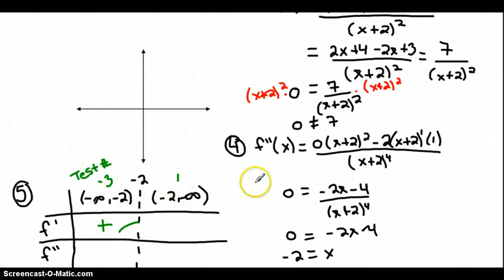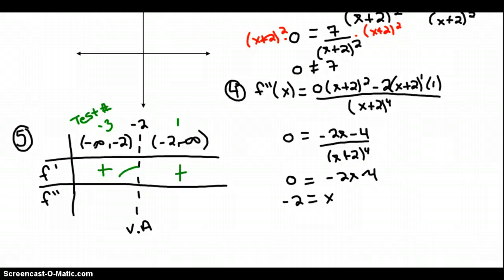Take my test value of 1, substitute into the first derivative. Again, I will get a positive value. So I'm actually increasing as well here. Let's see what's happening with my second derivative. I take negative 3, substitute into my second derivative, and my denominator I know is going to be positive because it's going to be raised to the 4th power. So my denominator is positive. So negative 3 times negative 2 is 6 minus 4. It's also positive. That means I'm actually concave up.